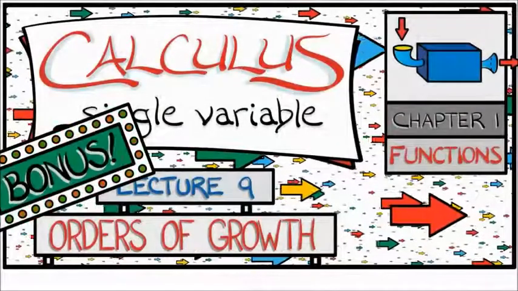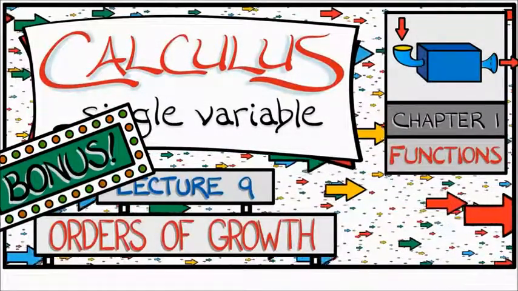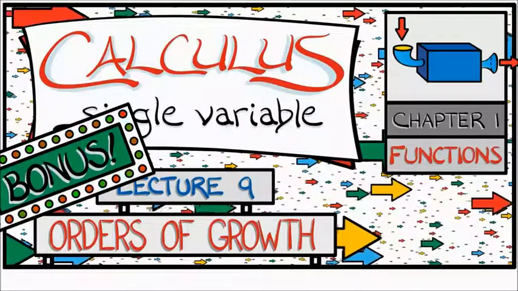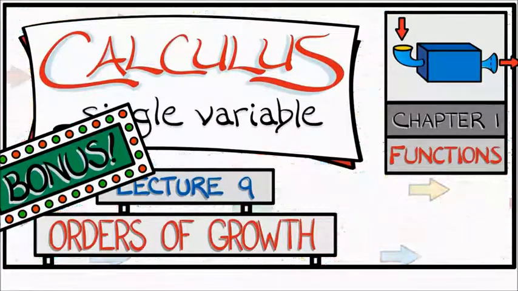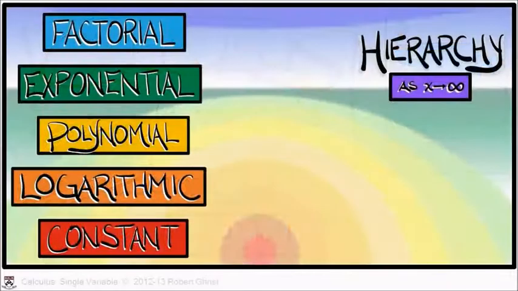Welcome to Calculus. I'm Professor Greist, and we're about to begin Lecture 9, Bonus Material. In our main lesson, we considered growth rates of functions and ordered them in a hierarchy as x goes to infinity. This led to a language for discussing and controlling that growth, both as x goes to infinity and as x goes to 0. This language is called Big O.